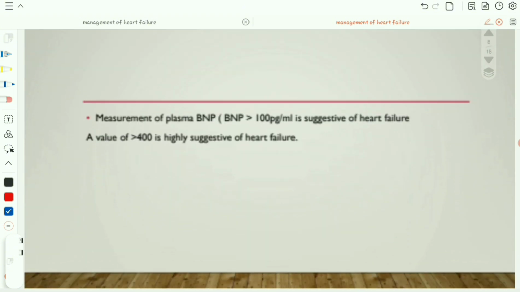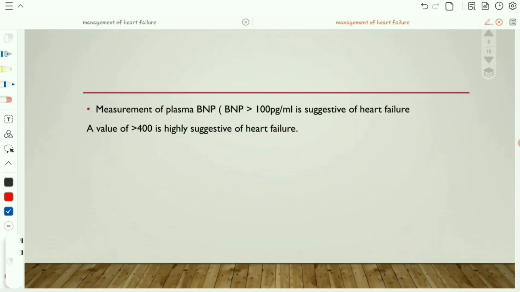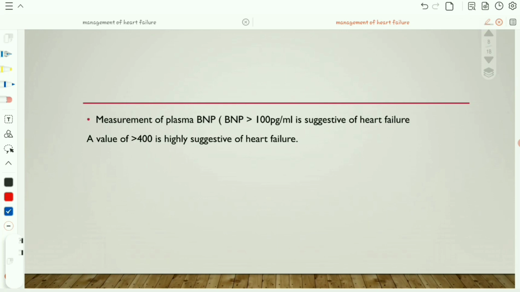Then the fourth key investigation is plasma BNP. Now, values greater than 100 picogram per mL is suggestive of heart failure. The examiner might now tell you, okay, at what value is it highly suggestive? Greater than 400. That is for plasma BNP.